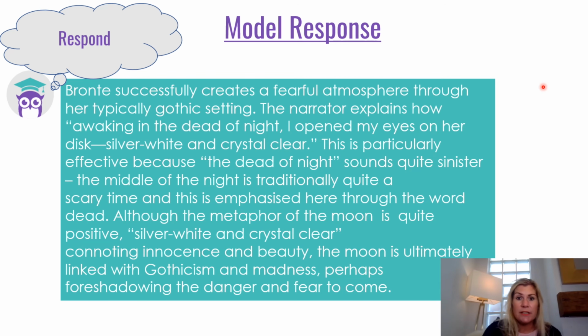Bronte successfully creates a fearful atmosphere through her typically Gothic setting. The narrator explains how, "awaking in the dead of night, I open my eyes on her disc, silver white and crystal clear." This is particularly effective because the dead of night sounds quite sinister. The middle of the night is traditionally quite a scary time, and this is emphasised here through the word dead. Although the metaphor of the moon is quite positive, silver white and crystal clear, connoting innocence and beauty, the moon is ultimately linked with Gothicism and madness, perhaps foreshadowing the danger and fear to come.